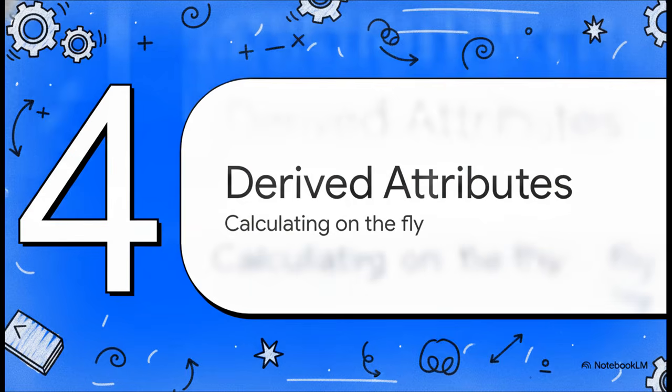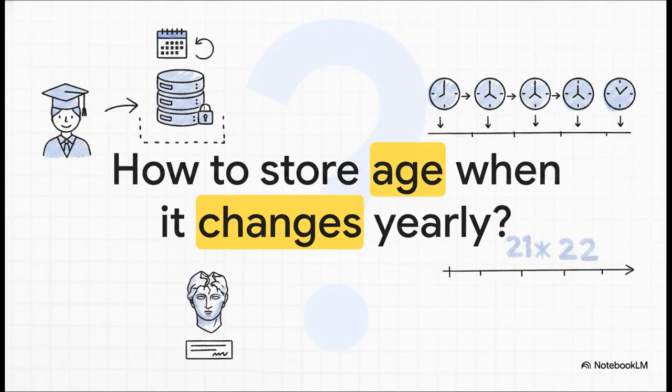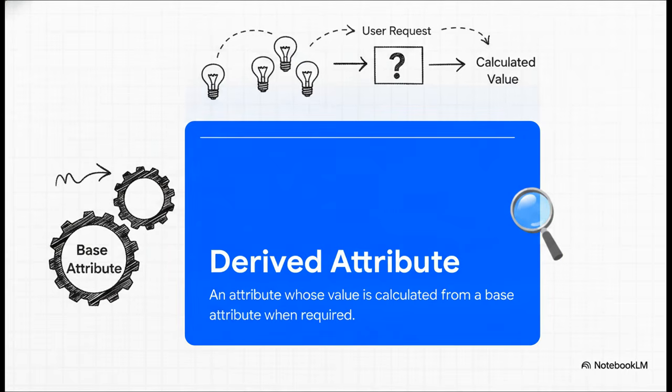Next up, Section 4, Calculating Derived Attributes. Okay, I want you to really think about this for a second. It's a critical design question. How do we store a student's age when it literally changes every single year? Because if I type 21 into the database today, next year that data is completely wrong. If you permanently store dynamic data like that, your database is going to quickly turn into a museum of outdated, inaccurate information. And the secret here, it's the derived attribute.